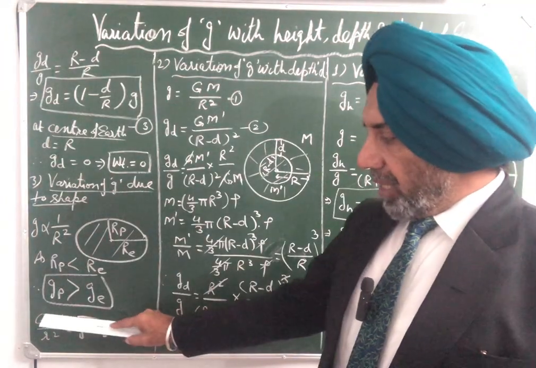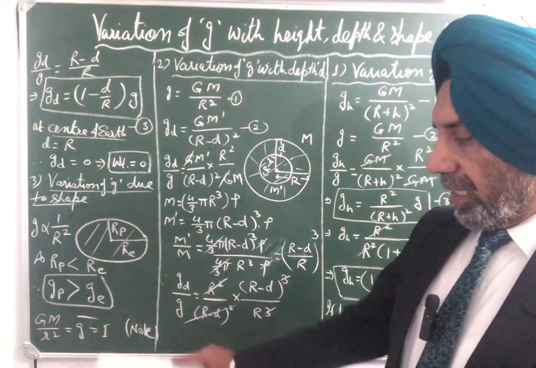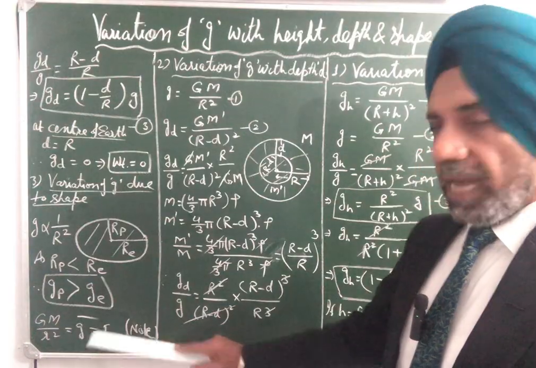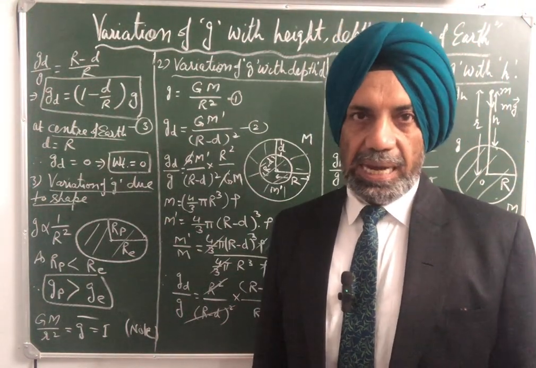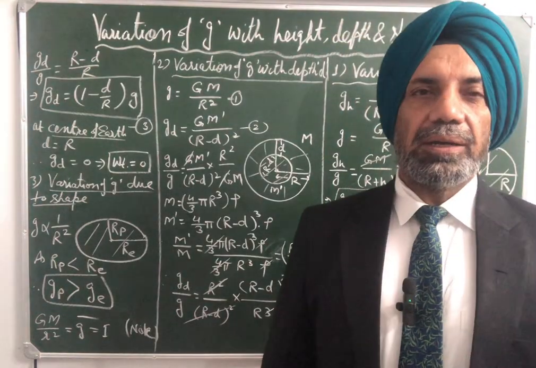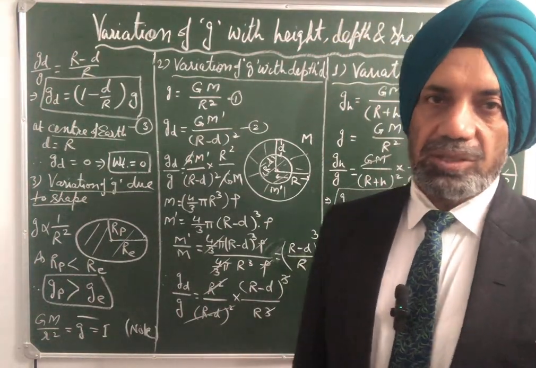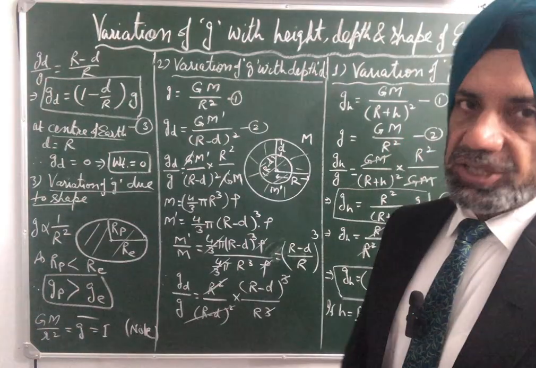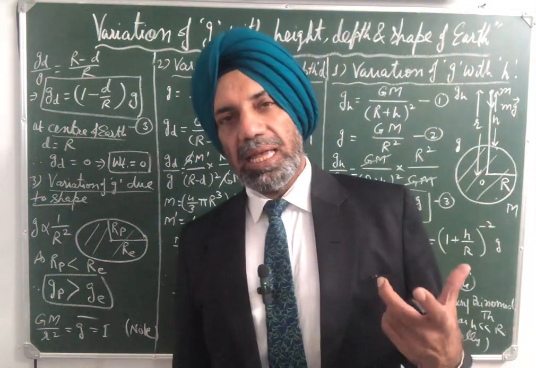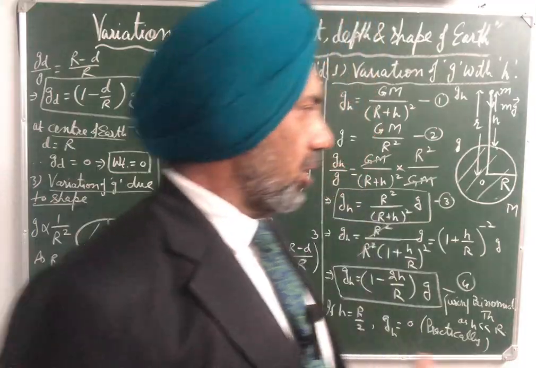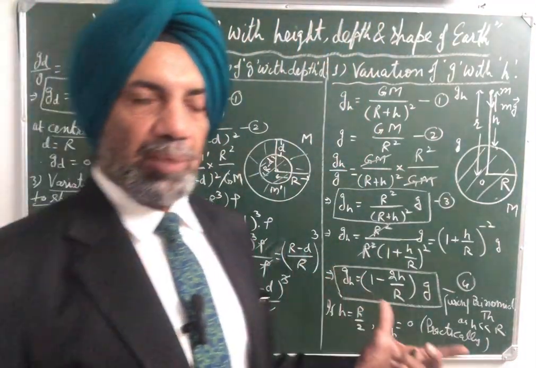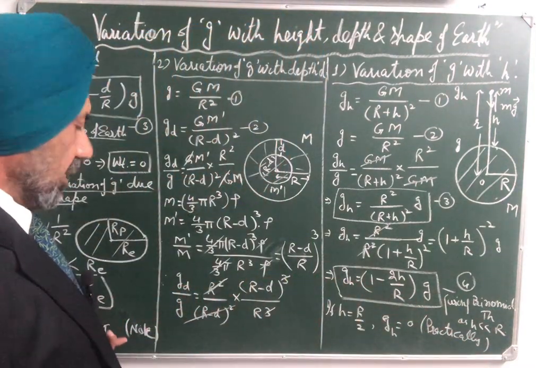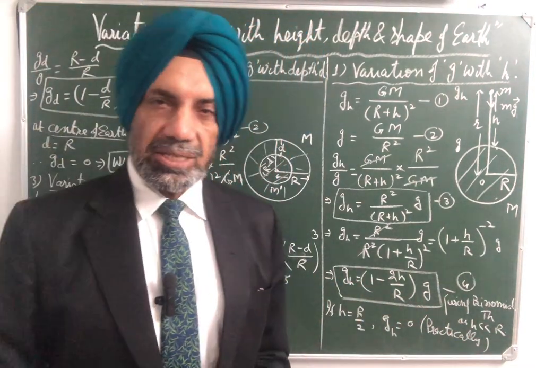Moreover, this GM upon R square, which is equal to g, is also known as I, because it is nothing but gravitational force per unit mass, and this is known as gravitational intensity. So I and g are the same. Gravitational field intensity and acceleration due to gravity are the same. So this is all about variation of g with depth, height and shape of earth, and what is meant by gravitational field intensity.